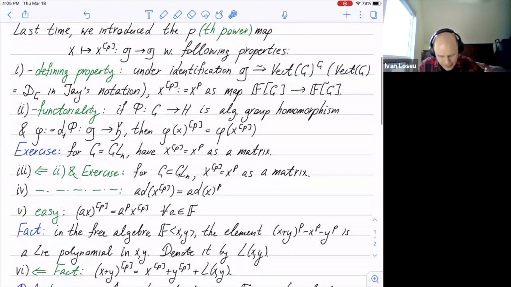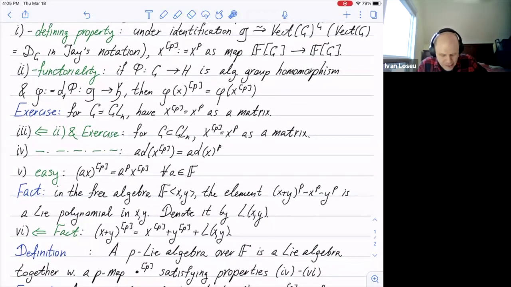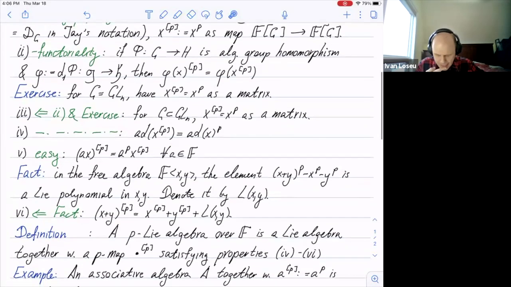All right, now as Jay mentioned, a consequence of the same exercise and the same functoriality property is that the adjoint of X to the square bracket p is the same as the p-th power of the adjoint of X. And finally, we need to understand how the p-map interacts with addition in our Lie algebra. Well, multiplication is easy. When I multiply by a under the map, then I have the factor of a to the power p. That's by definition. And then the interaction with addition is controlled by the following fact.